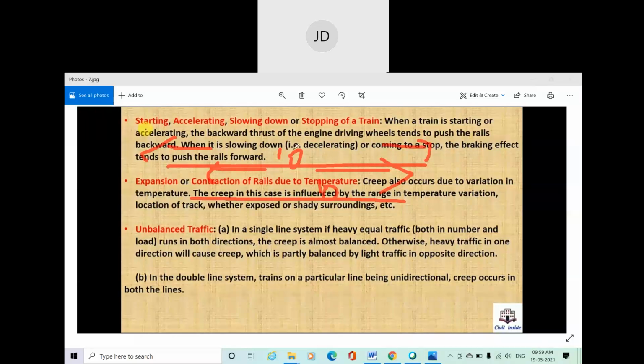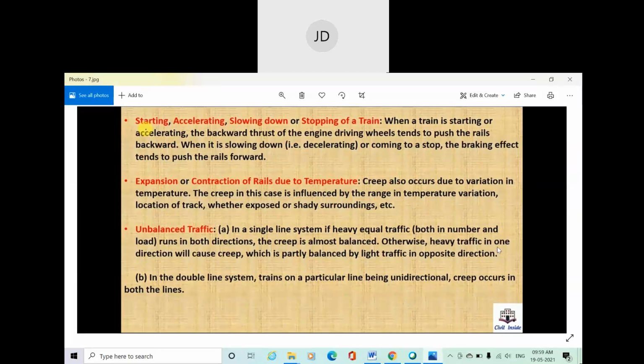But it is only the theoretical part, because it is not the practical one. There's always a creep because of the uneven load. The number of trains may be the same, but you cannot say that the load given by all the trains will be the same. So it is a kind of theoretical one. The creep is almost balanced in this case.